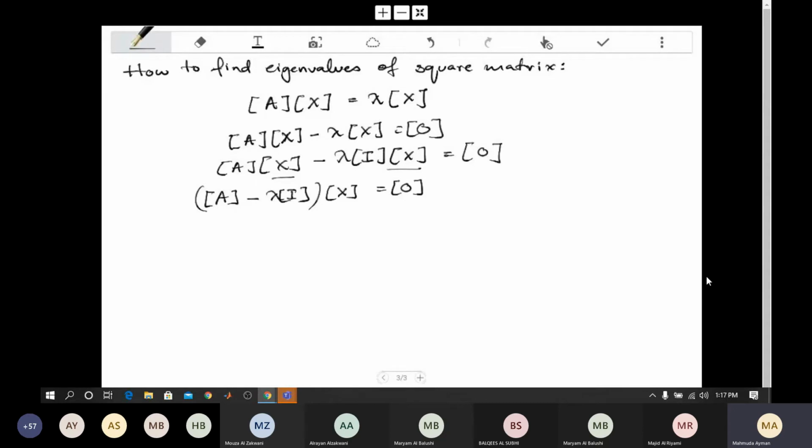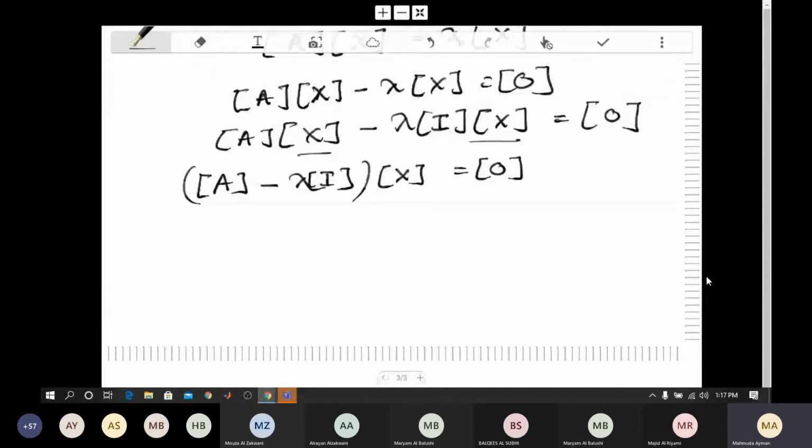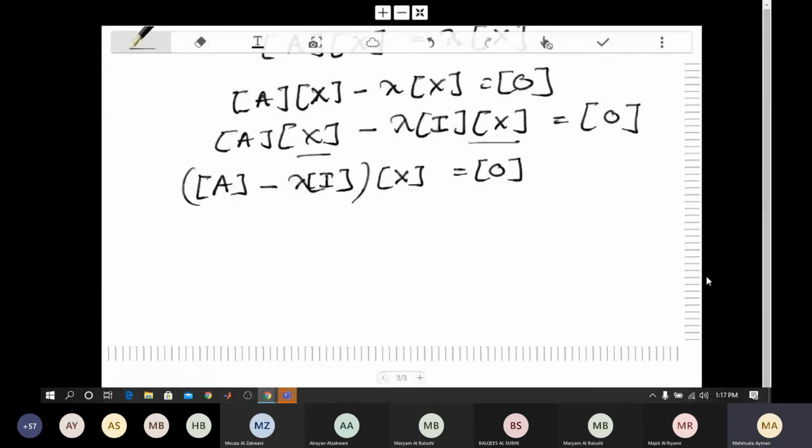So here, why did we put in an identity matrix? Okay, sorry about this here.